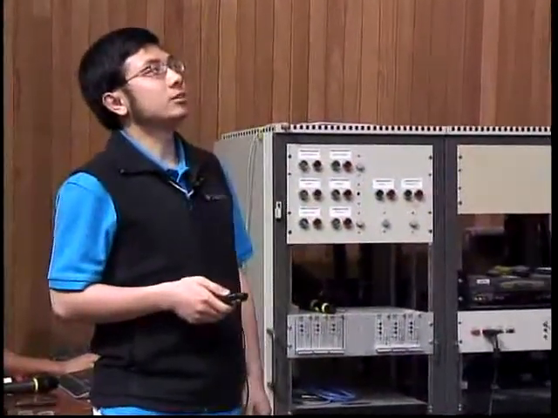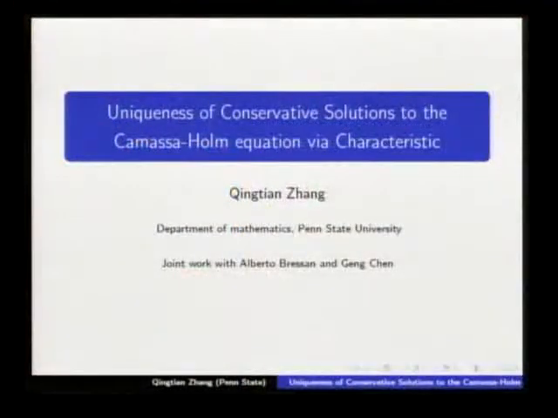First, I would like to thank the organizers for giving me a chance to speak here. And today, my talk is about the uniqueness of the conservative solution to the Camassa-Holm equation. This is joint work with Alberto Bressan and Geng Chen.